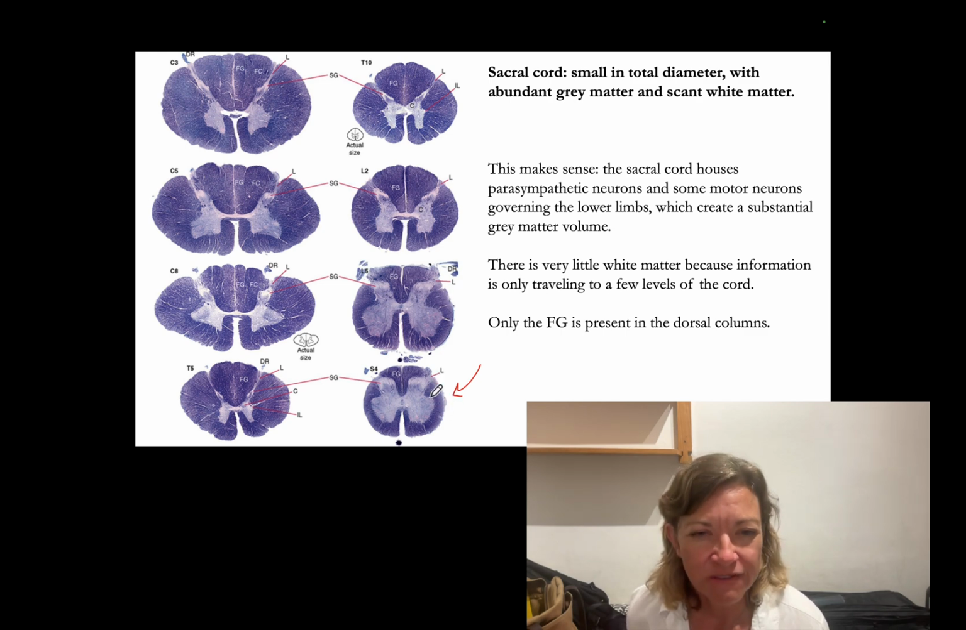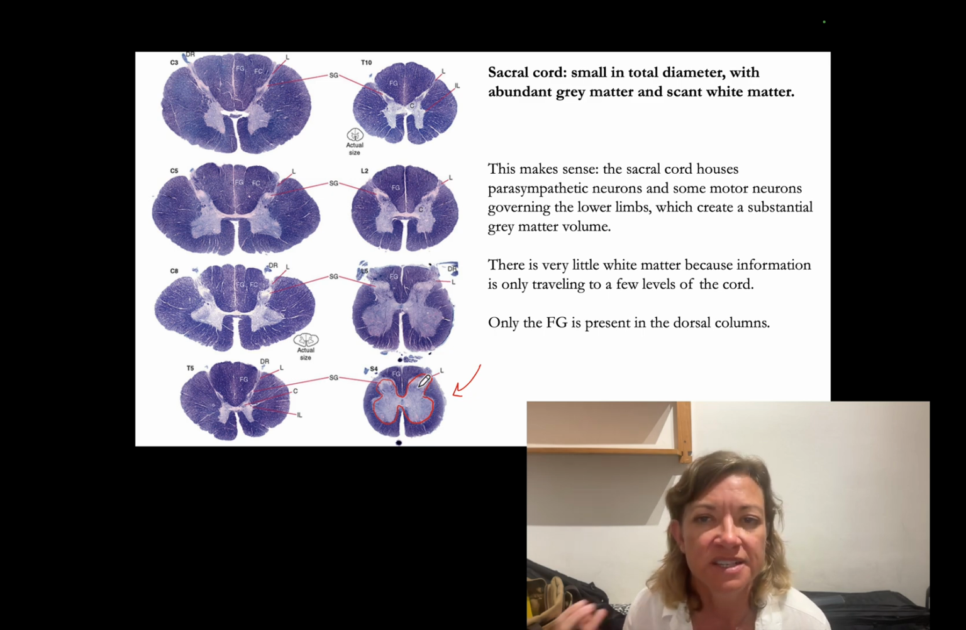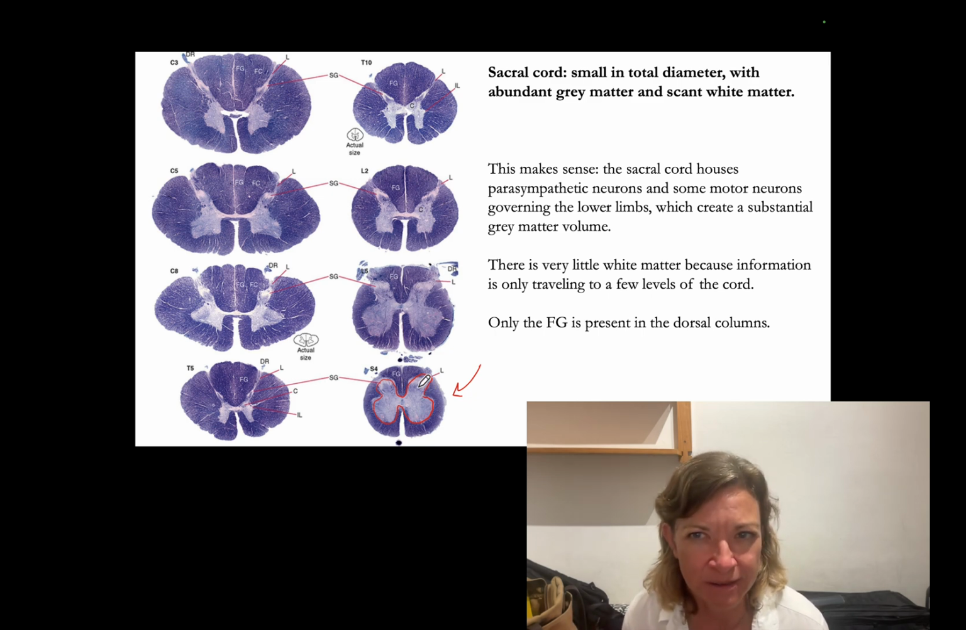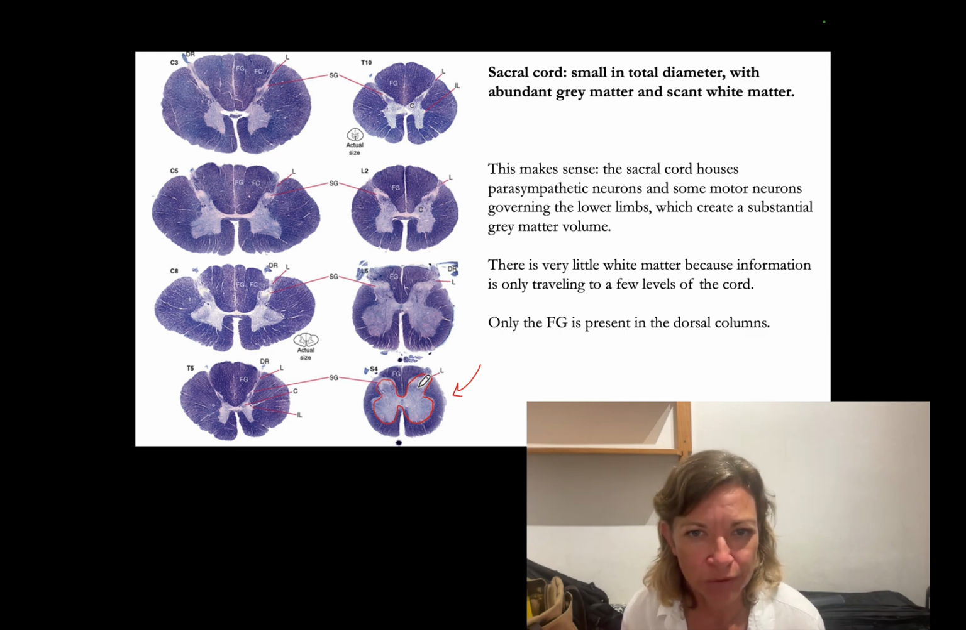If you look at it in section, it has a lot of gray matter surrounded by a relatively thin rim of white matter. Now this makes sense if you think about what's in there. So the sacral cord houses parasympathetic neurons, as well as some motor neurons governing the lower limbs. So this creates a substantial gray matter volume.